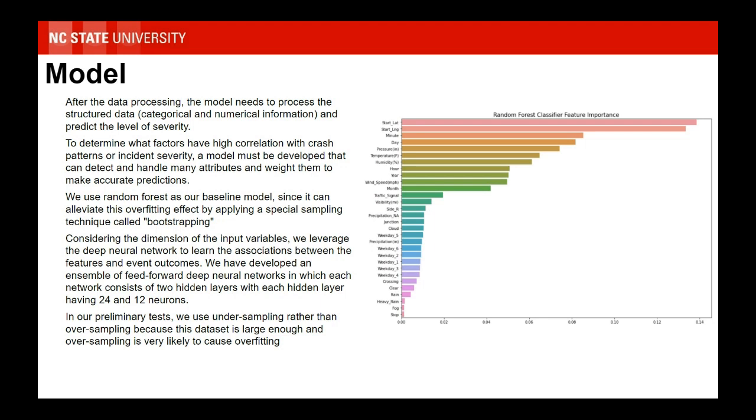We have developed an ensemble of feed-forward deep neural networks in which each network consists of 2 hidden layers, with each hidden layer having 24 and 12 neurons. In our preliminary test, we use undersampling rather than oversampling because this dataset is large enough and oversampling is very likely to cause overfitting. You can see on the right the feature importance.